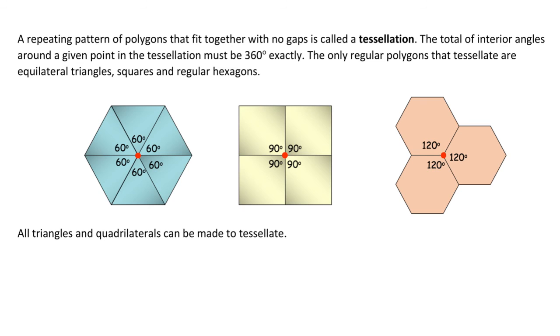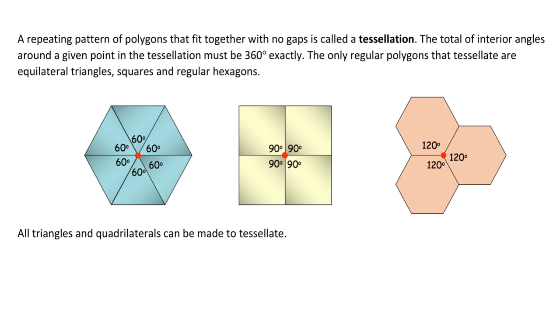Now, the repeating pattern of polygons that fit together with no gaps is called a tessellation. The total of interior angles around a point must add to 360 degrees exactly. Equilateral triangles all have angles of 60 degrees, and 6 of them will fit together to form a point. Similarly, squares or rectangles, or in fact any quadrilateral, we could tessellate. All the angles around a point will add up to 360.